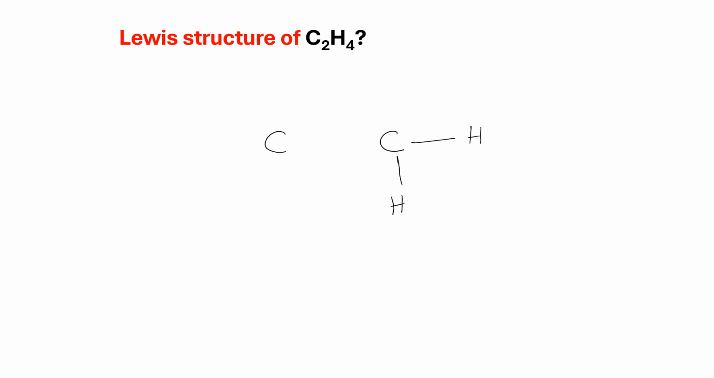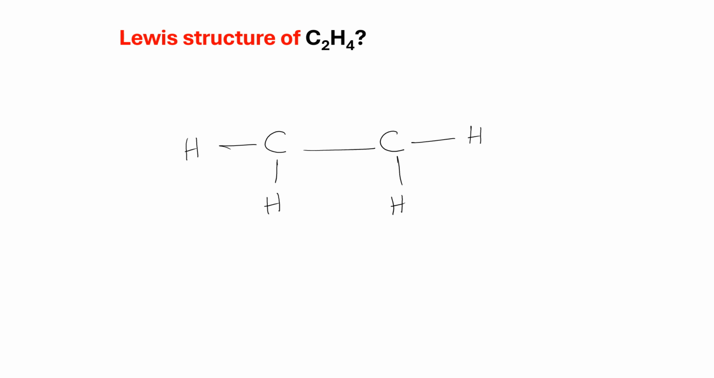So we need to connect each atom using one single line. One single line means one covalent bond, 2 electrons sharing in between C and H, and in the middle C and C. So after you connect each atom using one single line, count the valence electrons.